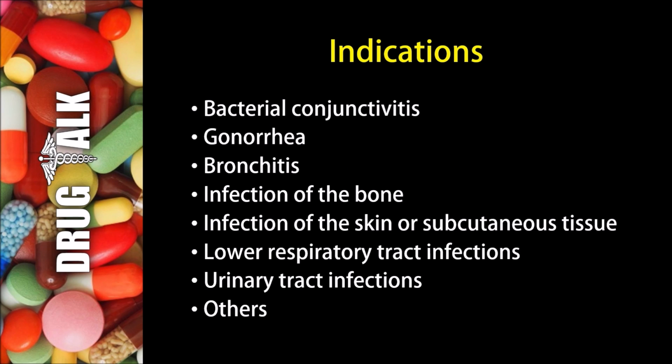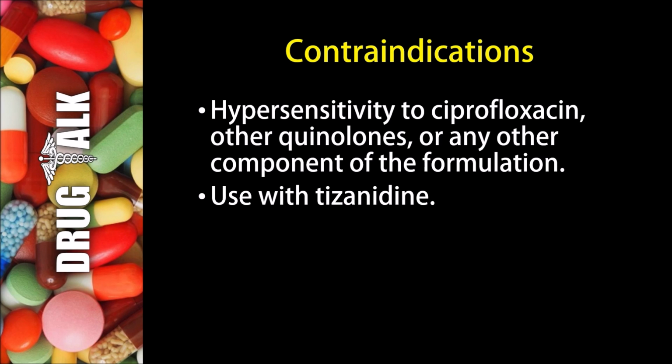Now, in terms of indications, or reasons we would prescribe this medication to a patient, we often see it used in bacterial conjunctivitis. It may be prescribed in gonorrhea or bronchitis. A patient may use this medication to treat an infection of the bone or an infection of the skin or subcutaneous tissue. We may see it prescribed to treat lower respiratory tract infections, urinary tract infections, as well as some other indications.